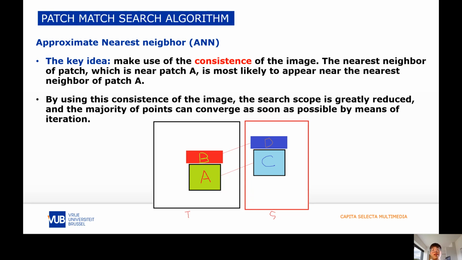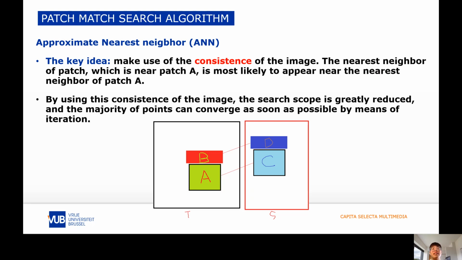Patch match algorithm is a method to find the approximate nearest neighbor. The key idea of patch match is to use the consistency of the image. The nearest neighbor of the patch which is near patch A is most likely to appear near the nearest neighbor of patch A. Using the consistency of the image, the search scope is greatly reduced, and most points can converge as soon as possible by iteration.